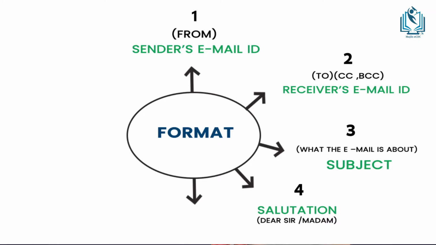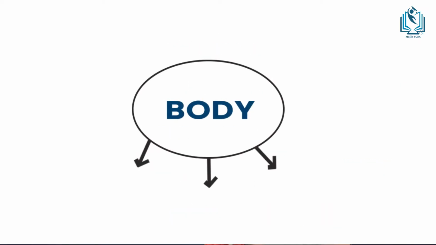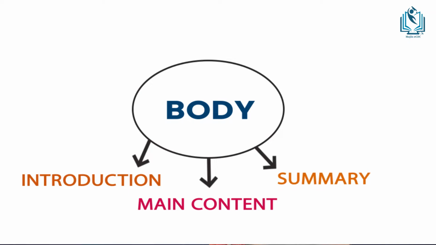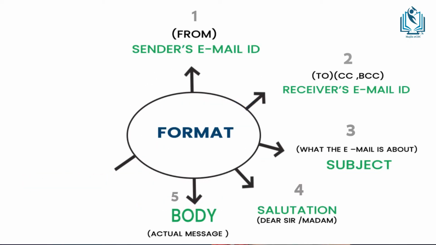The fifth one is the body. The body of the email contains the actual message. It is usually divided into 3 subcategories. They are the introduction, the main content and the summary. The introductory paragraph states the purpose of the email. The main content conveys all necessary detailed information. The last paragraph summarizes the information provided.